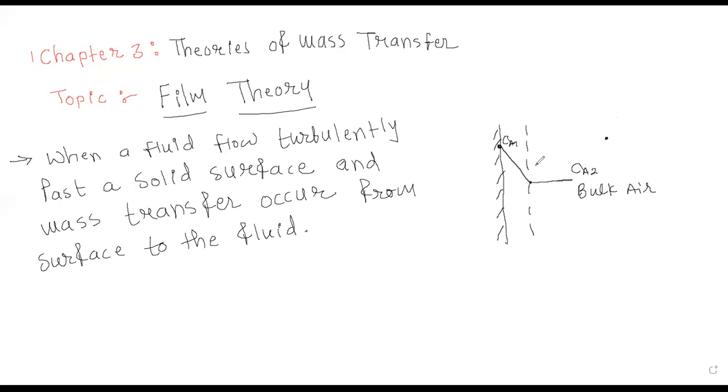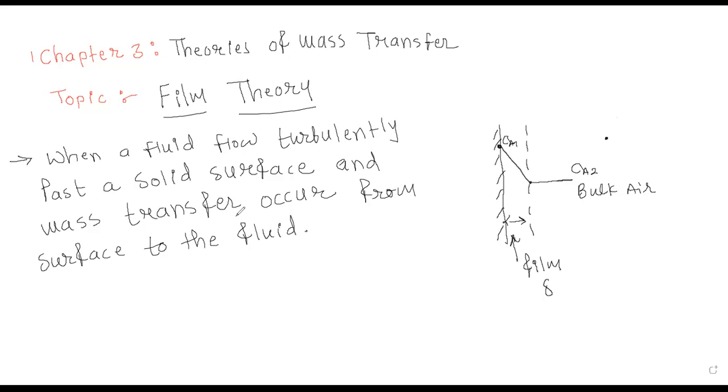Due to the concentration difference, mass transfer will occur, and here one film occurs. We call it a film, and the film has thickness delta. Film theory is one type of model, a prediction, and that prediction is helpful to calculate the mass transfer coefficient.